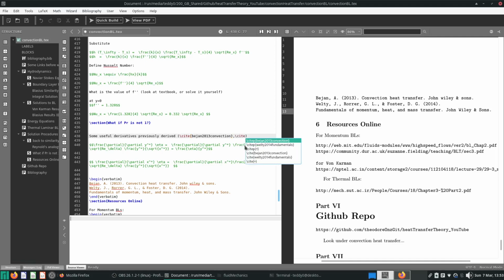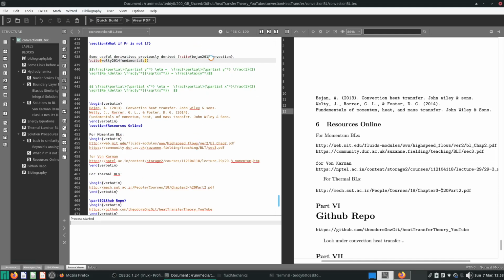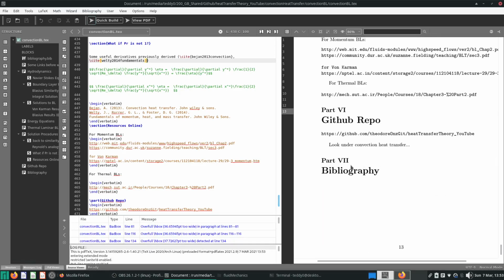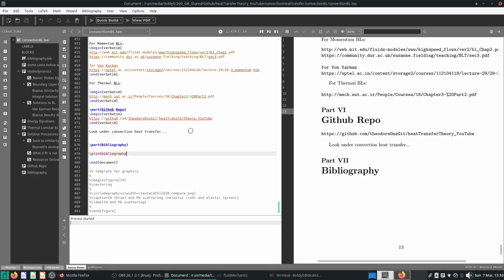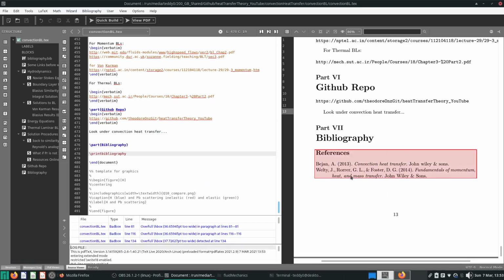Then I'll cite the other one as well. Cite Welty 2014 fundamental. That's how you cite it in text. Use the backslash and cite button. If you do LaTeX, then you have this kind of thing, but there's no bibliography yet. So I made a part for bibliography, and then you just need to put backslash printbibliography. Alright, and that's how you do it. Okay, enough of bibliography stuff. So how are we going to start? Now the references are out.